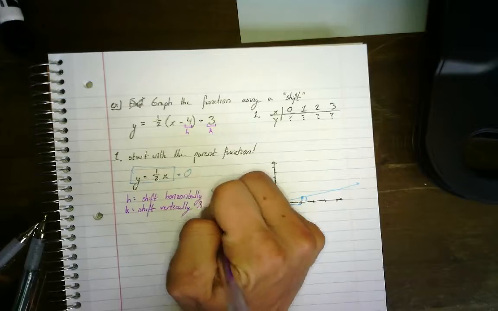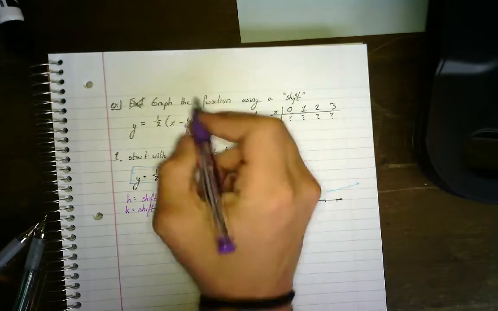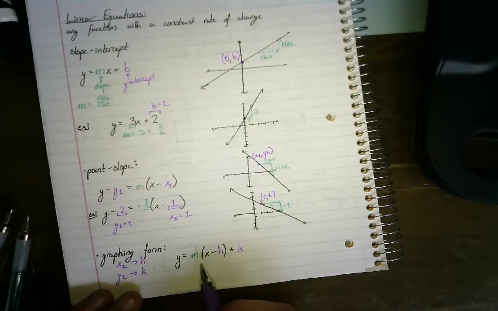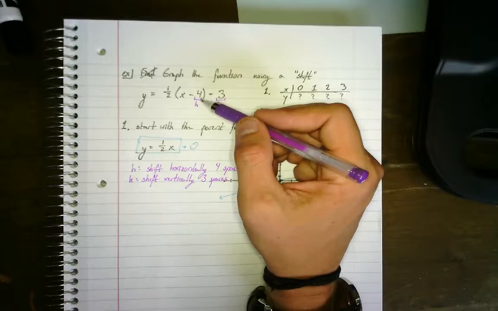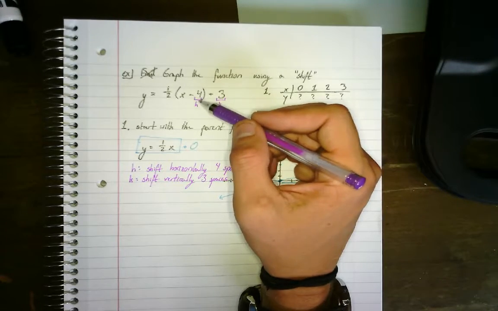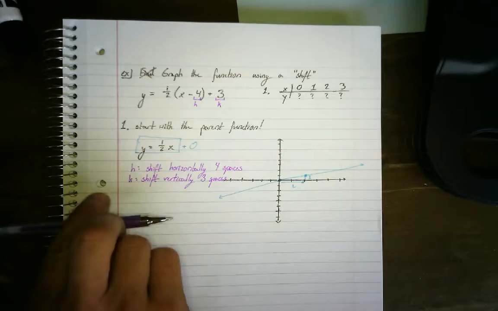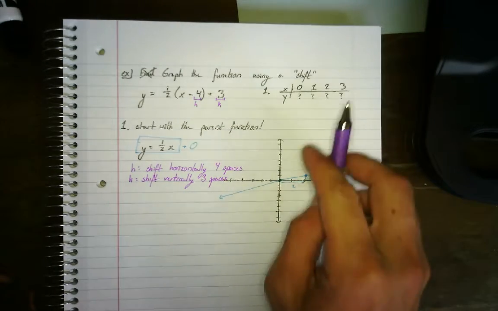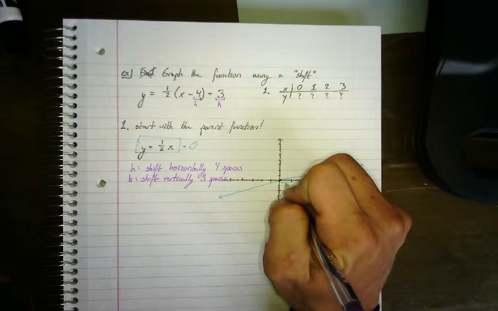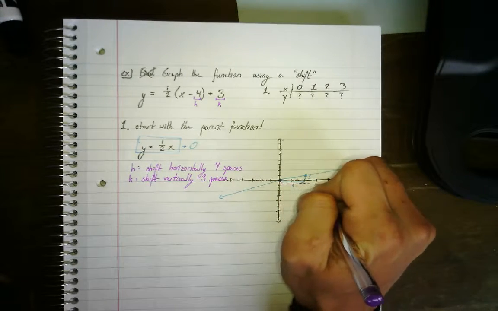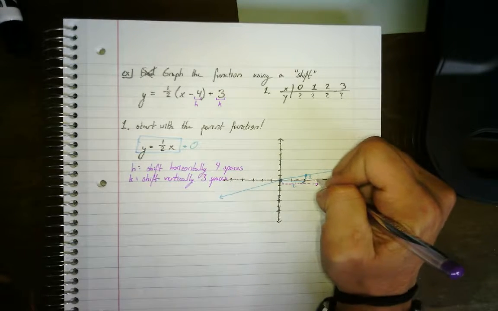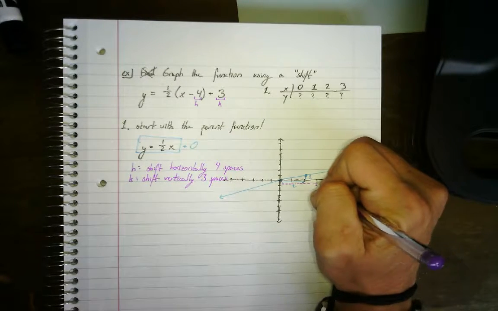Three spaces. It's really important to pay attention to how our original equation x minus h plus k works; we don't want to include these signs. In our specifics, we pulled out that 4 to keep that same form. So we're going to go to the right 4 spaces and then up 3. Each of these points goes over 4 spaces and then up 3 spaces.